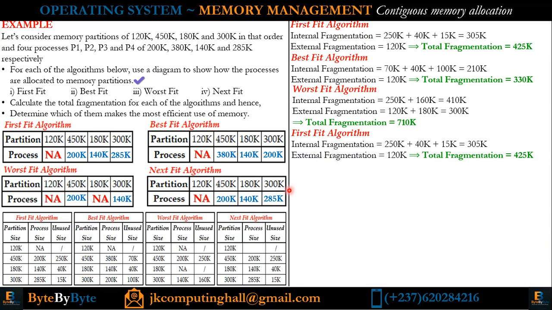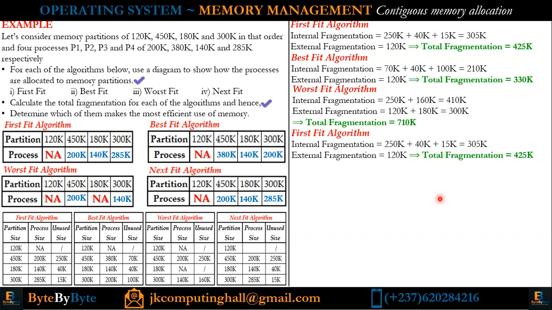For the first fit algorithm, so it's supposed to be the next fit. It's just a copy and paste because you see that they have the same procedure. So why do the copy and paste? That is not edited. So this is supposed to be the next fit algorithm, and we have the same value for total fragmentation as that in the first fit algorithm because their diagrams are similar. So we are done with the second part of the question.